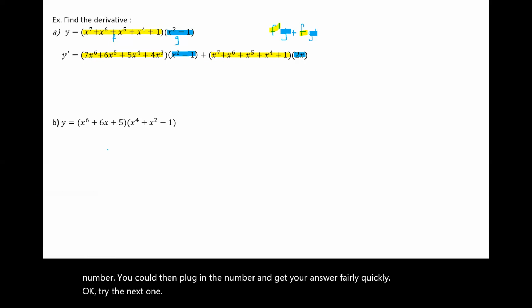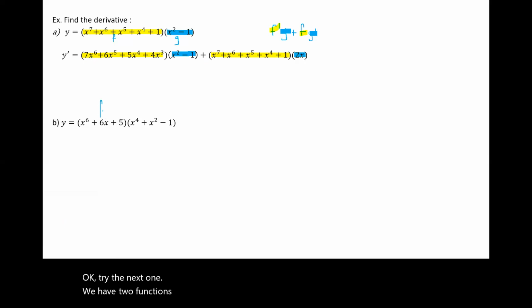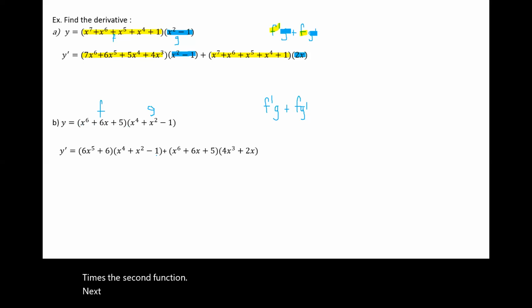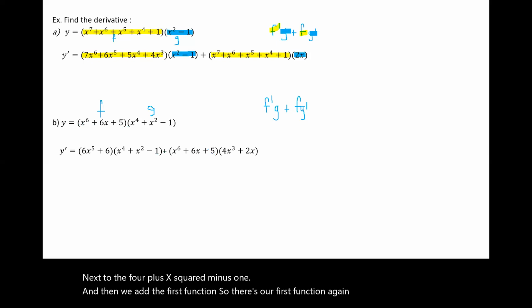We have two functions again, the first function and the second function. Take the derivative of the first times the second plus the first times the derivative of the second. So derivative of first function, 6x to the 5 plus 6 plus 0, times the second function, x to the 4 plus x squared minus 1. And then we add the first function, so there's our first function again, times the derivative of the second.